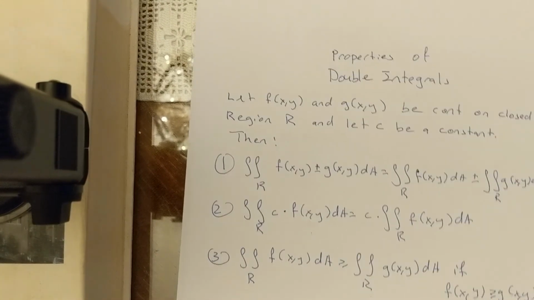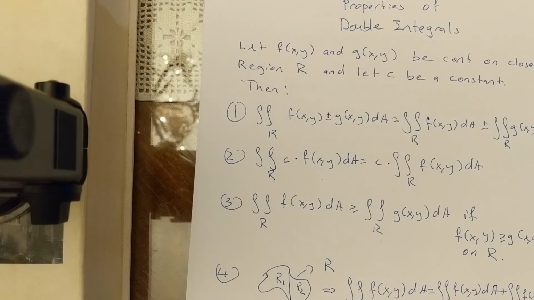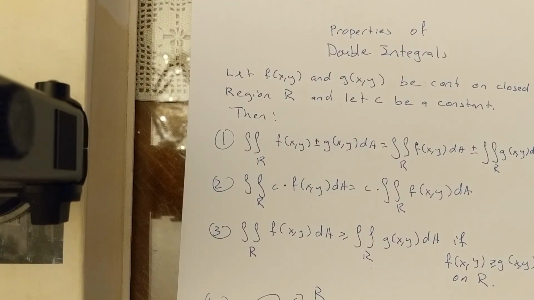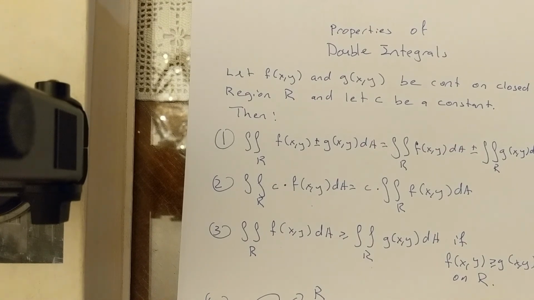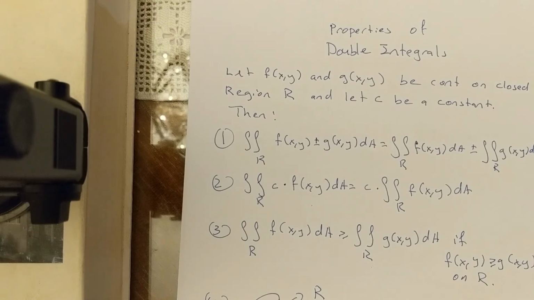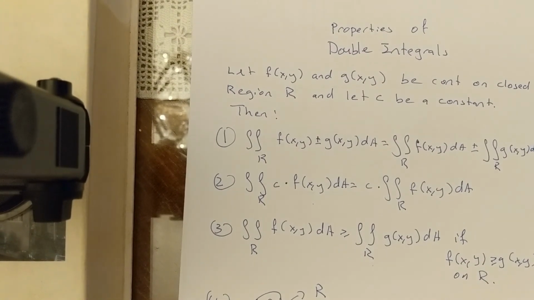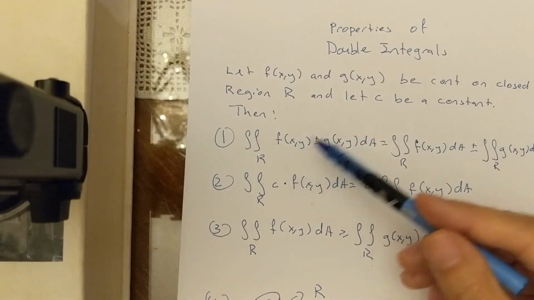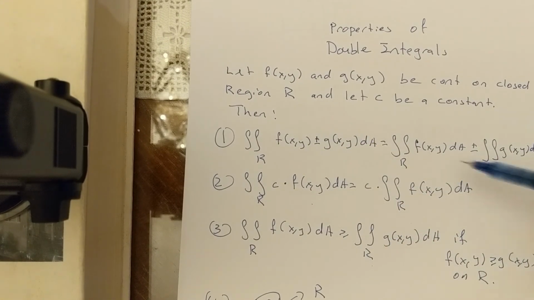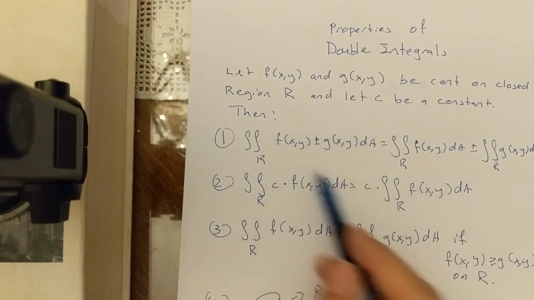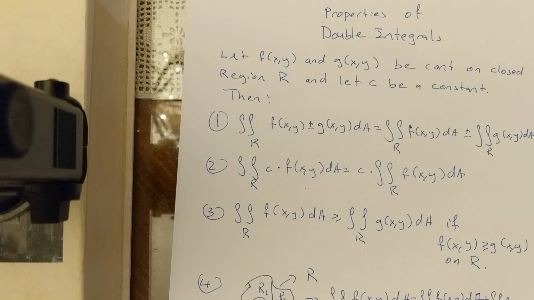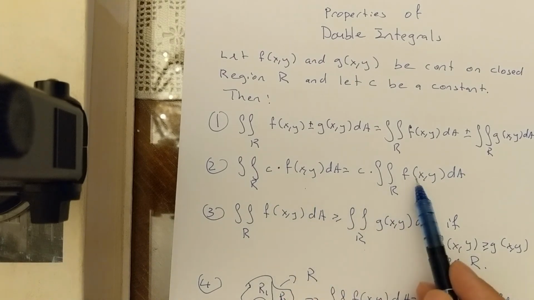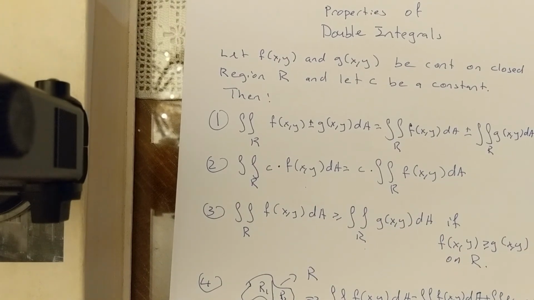So finally, I would like to conclude the lecture by writing down some properties. These are really analogous to single variable integrals. We're going to take two continuous functions f and g over a closed region R, and c is a constant. So if I want to find the integral of the sum, that's just the sum of the integrals. Same thing for differences. So if you have two functions added, you can separate out the integrals. Same thing if they are subtracted. If you have a constant times a function, you can just pull the constant out.